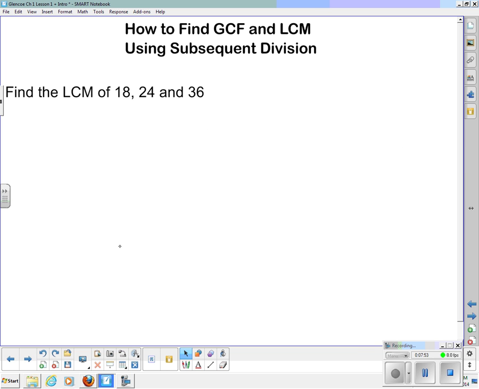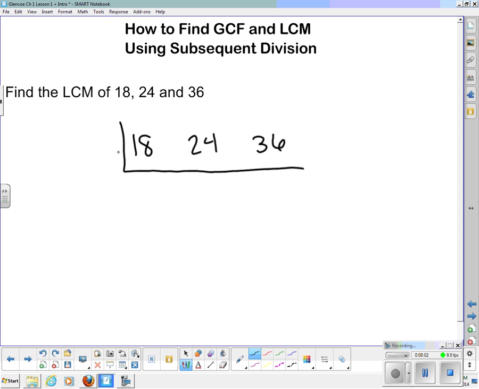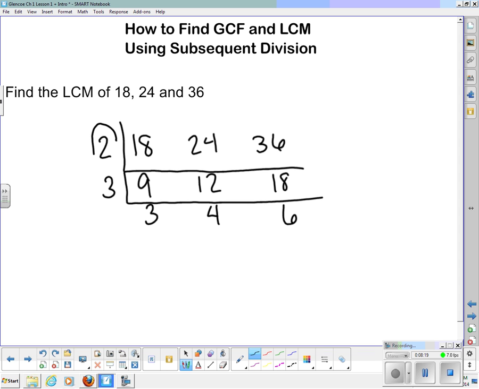Last problem, I think. 18, 24, and 36. Okay? This is a tricky one. I'm going to divide by 2 again, and I get 9, 12, and 18. Then I'm going to divide by 3, and I get 3, 4, 6. All right. Now, this is unique. You ready, guys? 3, 4, and 6, they don't share a common factor. But do any of them share a common factor? 4 and 6 share a common factor.